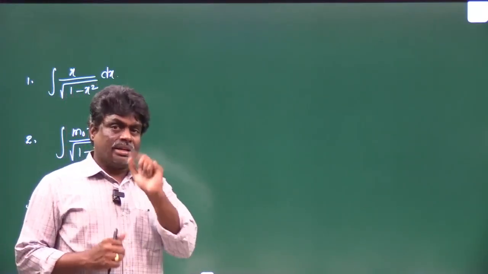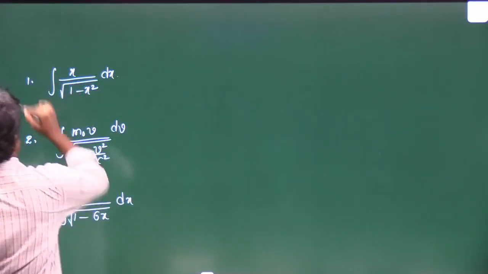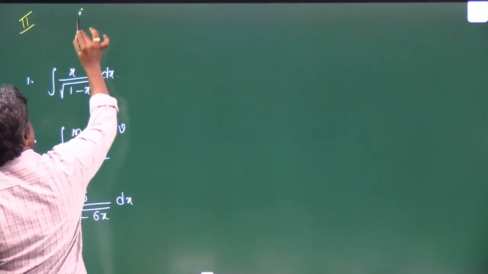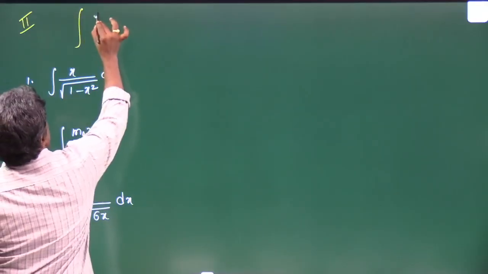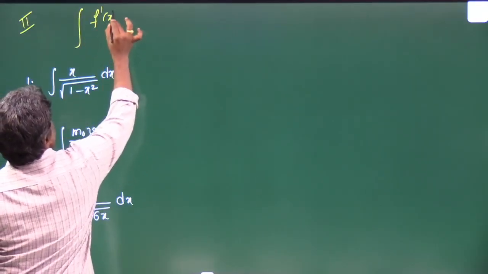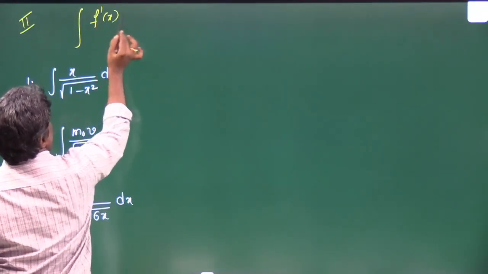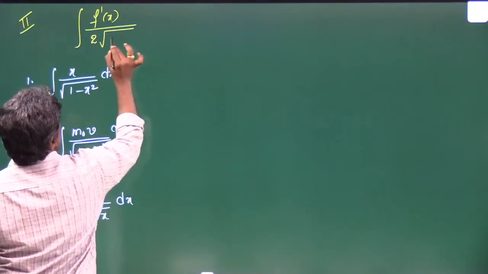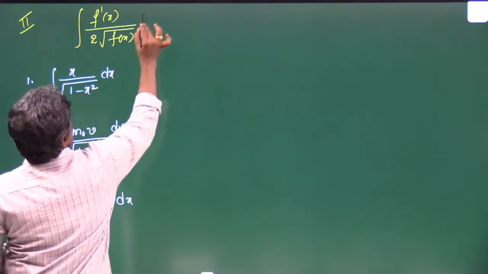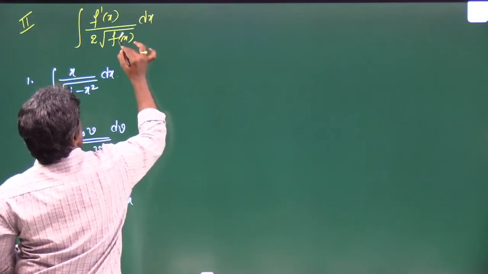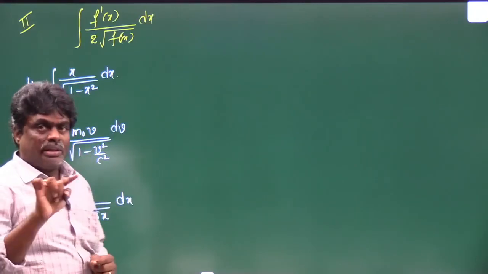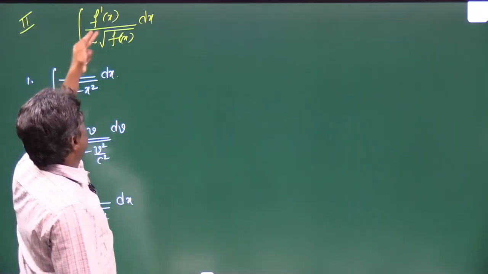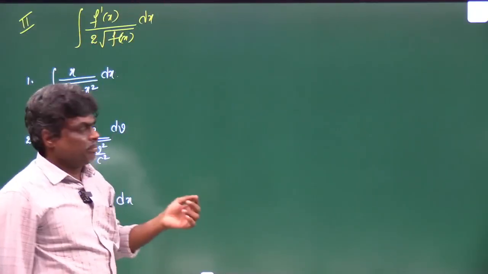Right. Now let us introduce another one. This is the second technique. Whenever you have an integral where in the numerator we have f dash of x, that means the derivative of f of x, and in the denominator we have 2 into root f of x, something like this. Just observation, nothing else. So in the denominator you have 2 root f of x. If 2 is not there, you will get this 2 in the answer, that's okay.